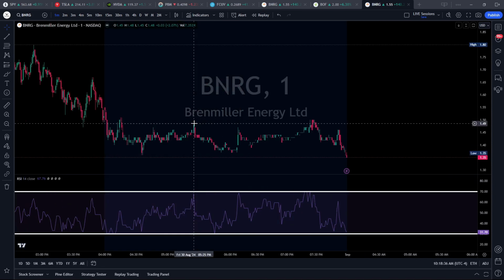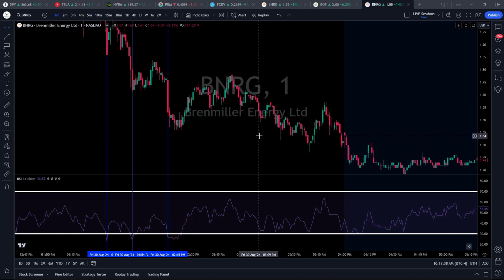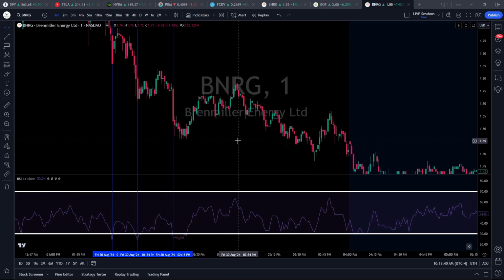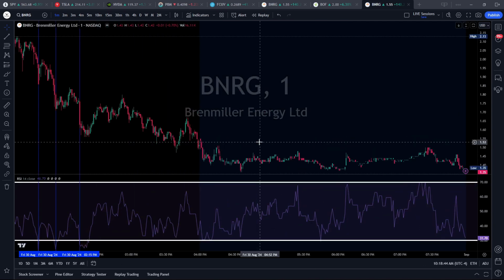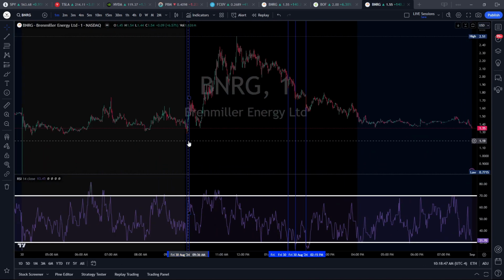But the RSI is one of the most useful tools I found in my years of experience in trading as a raw indicator. Now, we're going to go over something here. I'm going to reset the chart, zoom back out. I'm going to get rid of these lines that I have drawn on here.